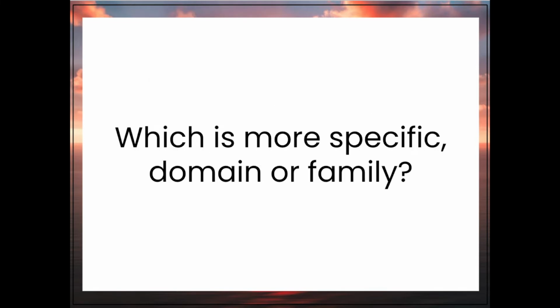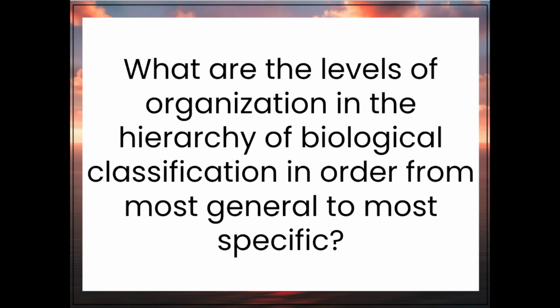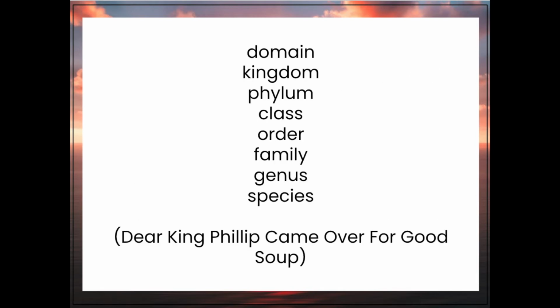Which is more specific, domain or family? Family. What are the levels of organization in the hierarchy of biological classification in order from most general to most specific? Domain, kingdom, phylum, class, order, family, genus, species. You can remember the order using the phrase, "Dear King Philip came over for good soup."